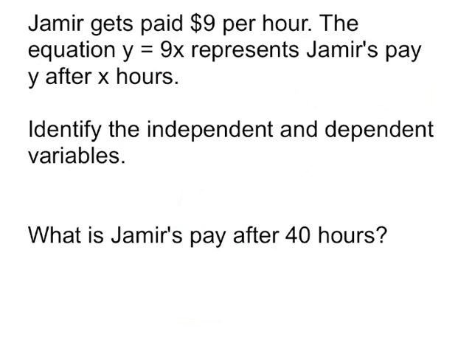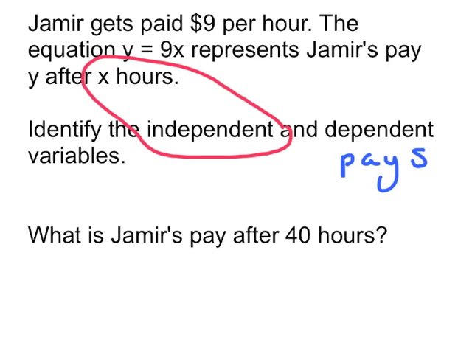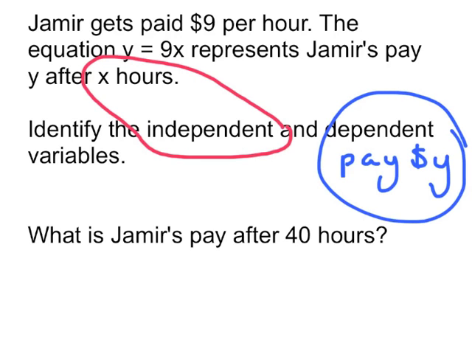Jameer gets paid $9 per hour. The equation y equals 9x represents Jameer's pay y after x hours. Identify the independent and dependent variables. First, his hours of work need to happen. That means that the x is the independent variable. His pay in y dollars depends on the number of hours he works. His pay is the dependent variable. The y is the dependent variable.